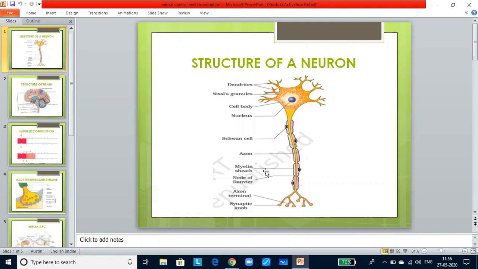At certain places, the insulation or myelin sheath is interrupted and such places are called the nodes of Ranvier. So these are the interruptions you see in the myelin sheath and this is called the nodes of Ranvier. Now this is the synapse, the junction between the dendrites of one neuron with axon terminal knobs of other neuron. The synaptic knobs possess synaptic vesicles containing neurotransmitters.